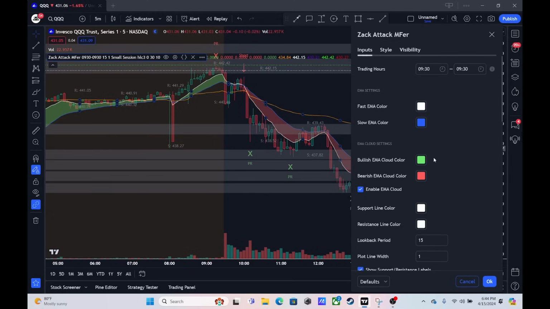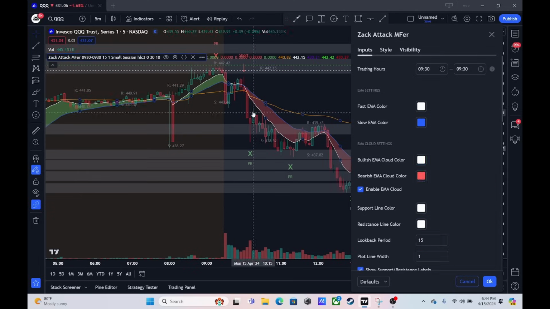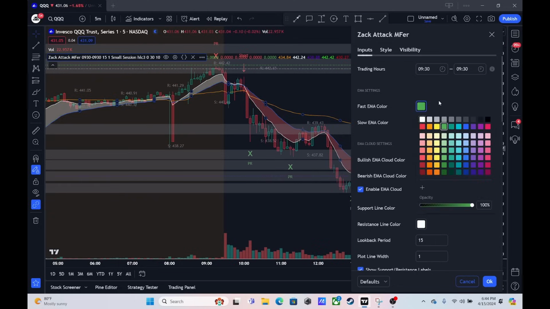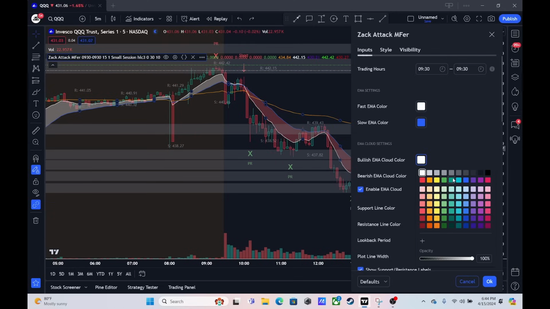right? What you can also change is the color of the EMA clouds. So whether this is because you prefer something other than red and green for bullish and bearish, if you have other preferences or you're colorblind or something along those lines, you can also alter the color of the EMA cloud. So if I make the bullish EMA cloud white, you'll see this green cloud flip to white, right? By default, I have it as, that's the wrong one. By default, I have that as green.